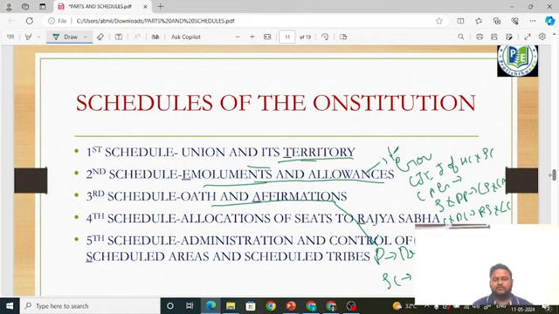Now, coming to next, allocation of seats to Rajya Sabha. That is fourth schedule. Fourth schedule is talking about allocation of seats to Rajya Sabha. What does it mean? For each state, how many seats should be allocated in the Rajya Sabha? See, Rajya Sabha means, one thing you understand.